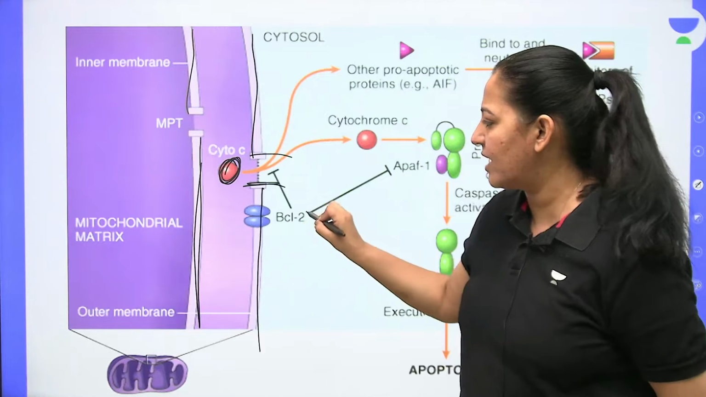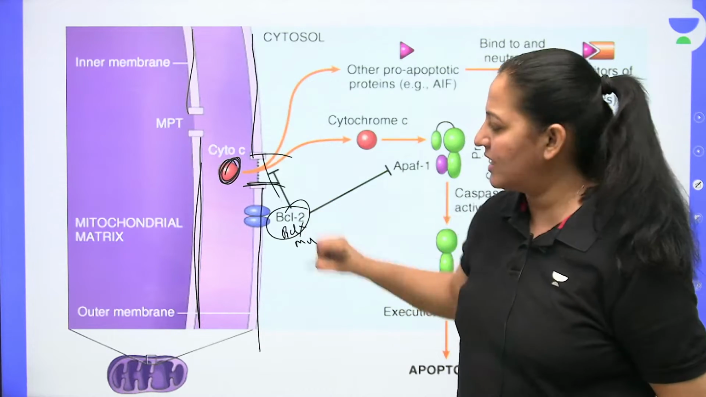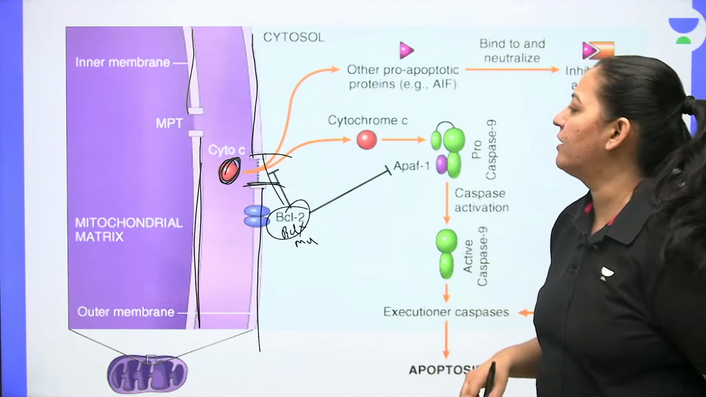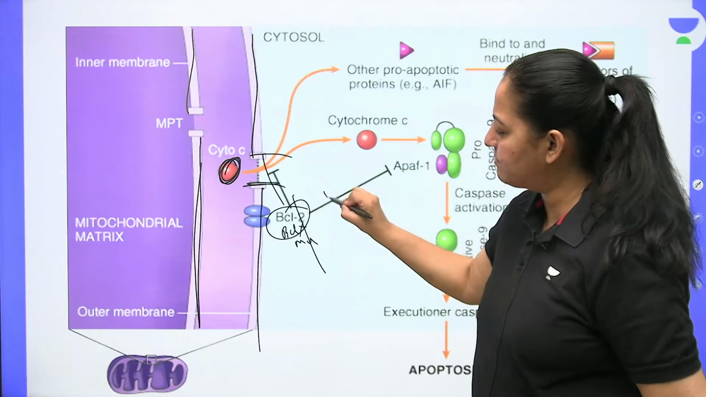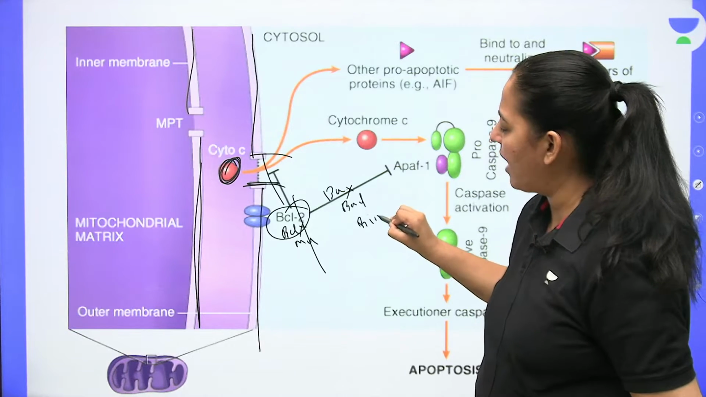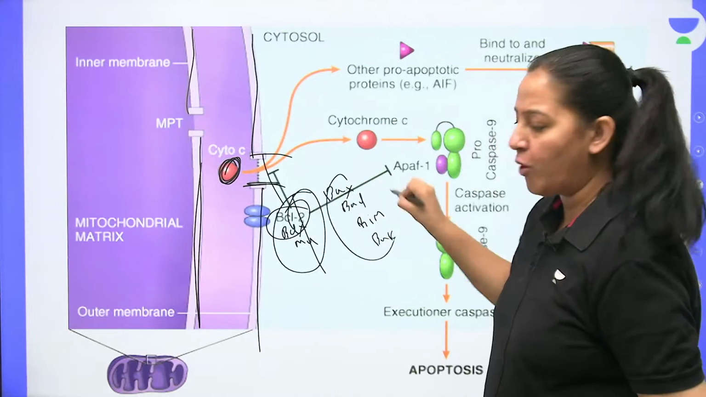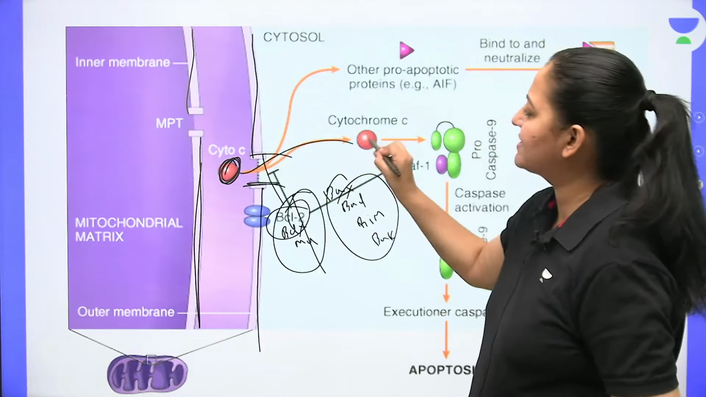On the transit, the first guards BCL2, BCLX, MCL close the door. But on receiving a signal from the mitochondria, these are replaced by BAX, BAD, BIM and BAK. They will open the transit. These are anti-apoptotic, these are pro-apoptotic. They will open and cytochrome C is coming out.